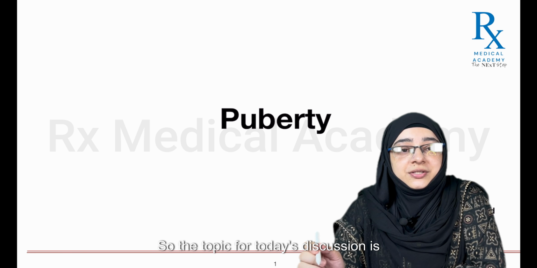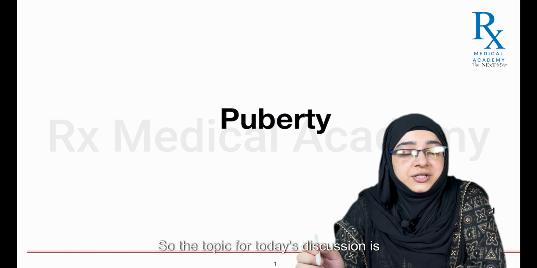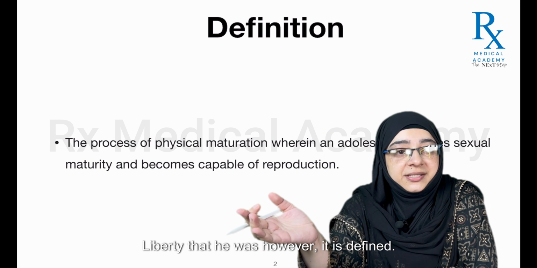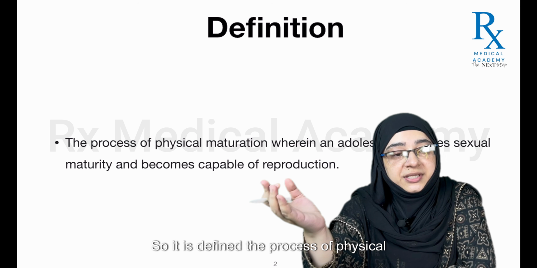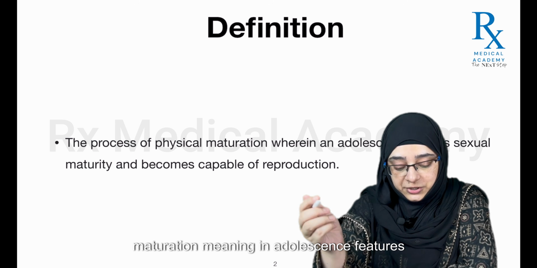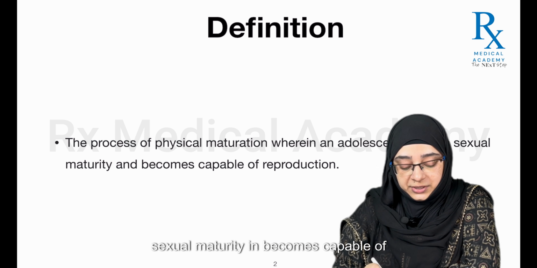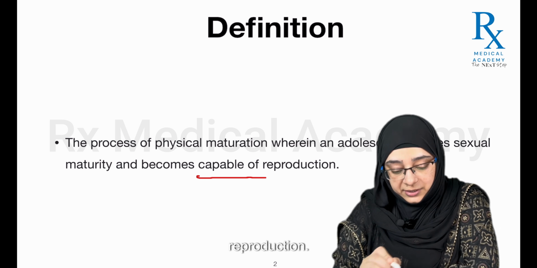Hi students. So the topic for today's discussion is puberty. Let's see first how puberty is defined. Puberty is defined as the process of physical maturation wherein an adolescent reaches sexual maturity and becomes capable of reproduction.